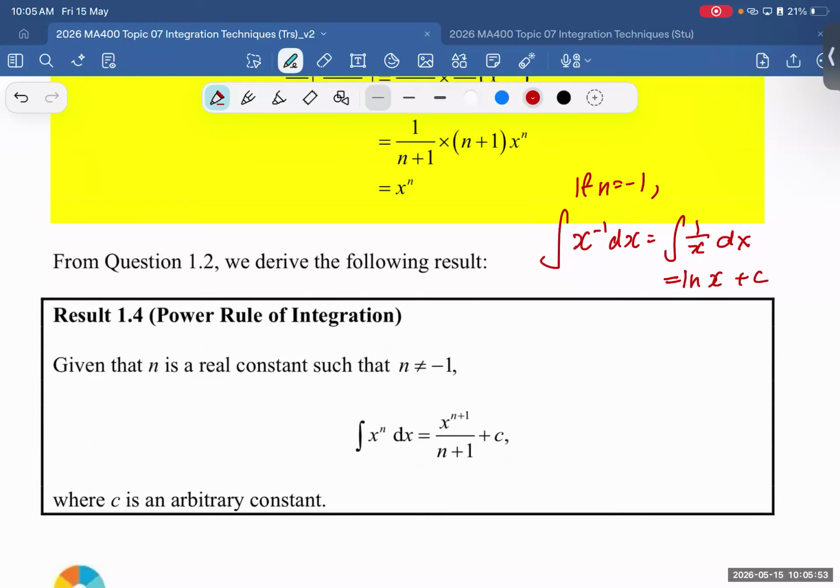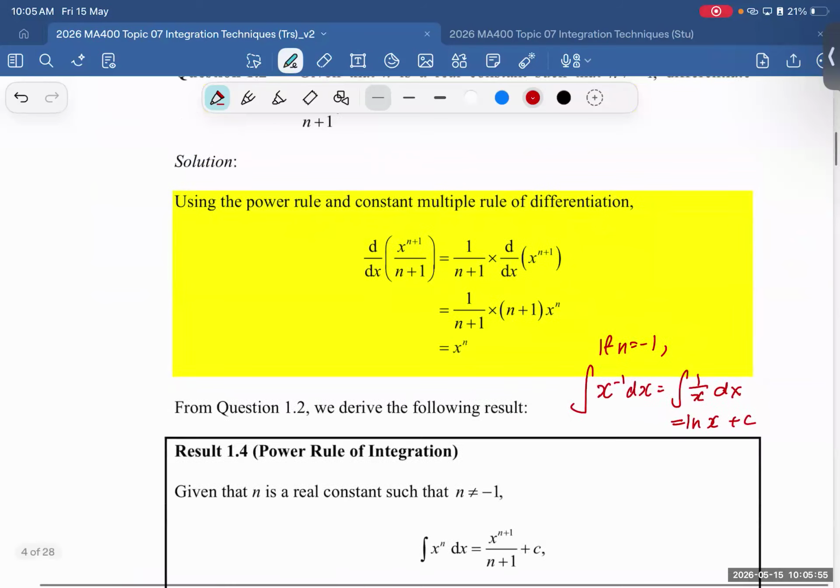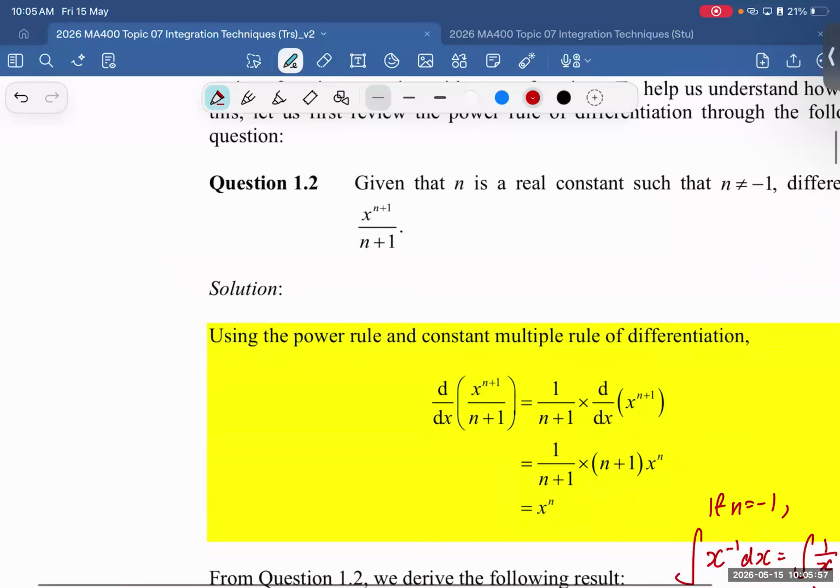Without further ado, whatever I say is basically what I wrote here. You take a power, you add the power by 1 and you divide by the new power. You're just reversing differentiation steps. Is that okay?